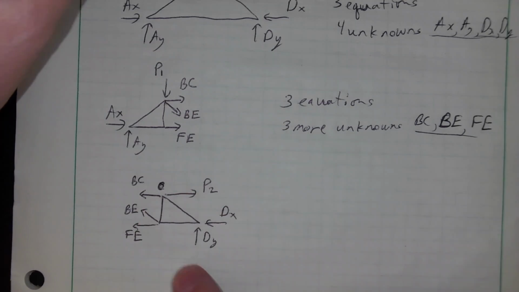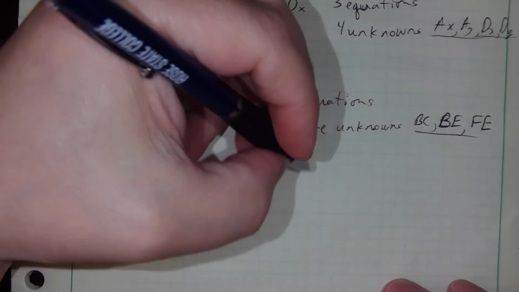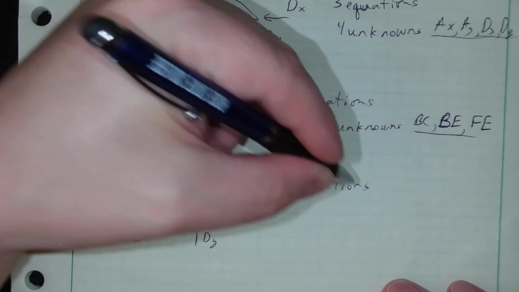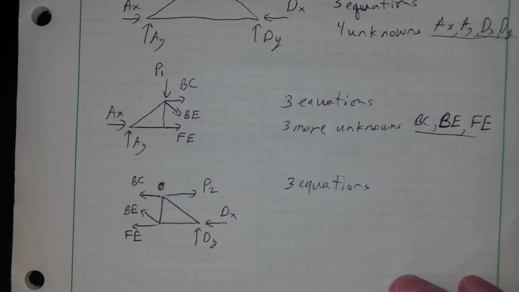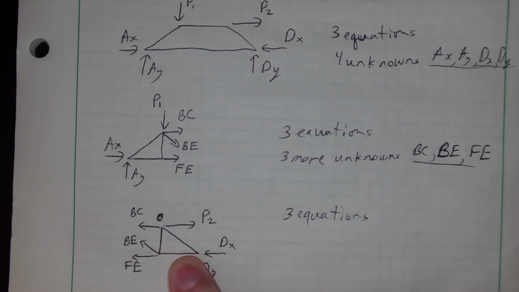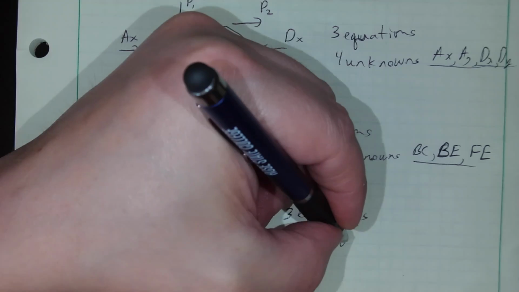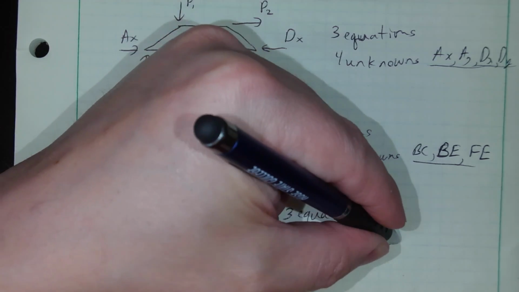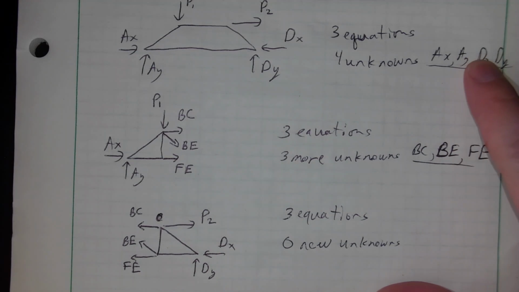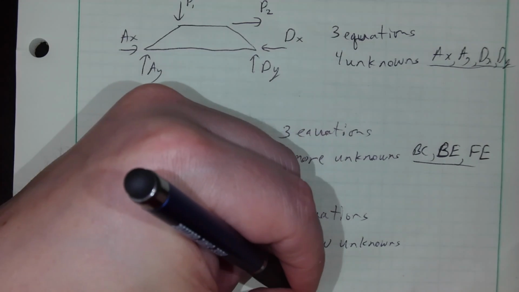So now I can write 3 more equations. I can write 2 forces and a moment, or multiple moment equations, but I can write up to 3 more equations now. And there are no new unknowns here. Right? 0 new unknowns, because I've already identified these 3 and these 2 up here and here. So now I have 9 equations I can write.